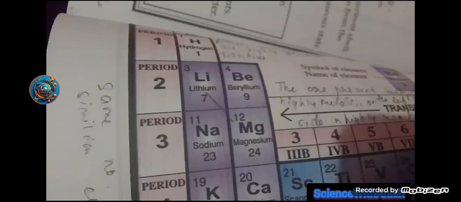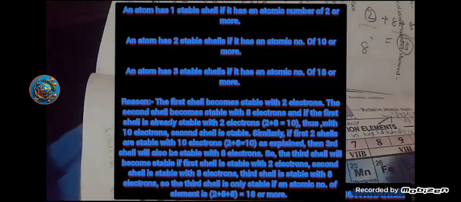Succeeding lithium in the table is sodium. Sodium has the atomic number 11, so it has a duplet of 2 electrons in its first shell, and an octet takes 8 electrons in the second shell to become stable. So sodium has 2 plus 8, 10. So sodium has 10 stable electrons and 1 extra unstable electron.